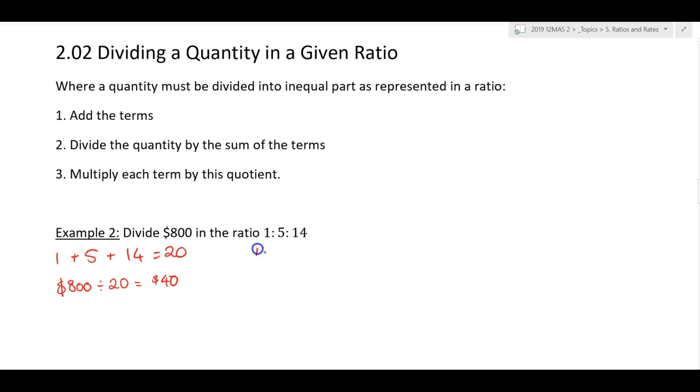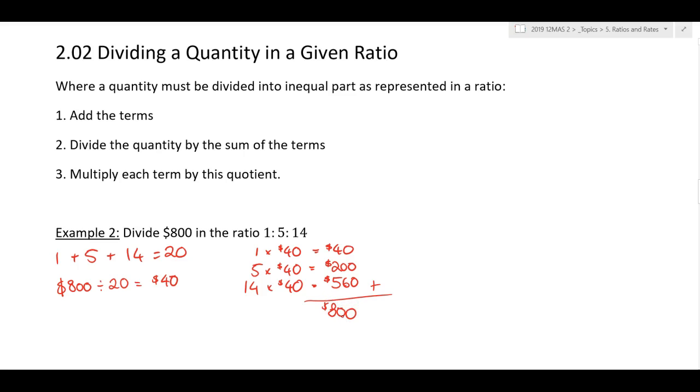Now, I do 1 times 40 equals $40. Trivial, that one. 5 times 40 is $200. And 14 times 40 is 560. $560. Now I'll just check. If I add these together, I get $800, right? There's a nice check.